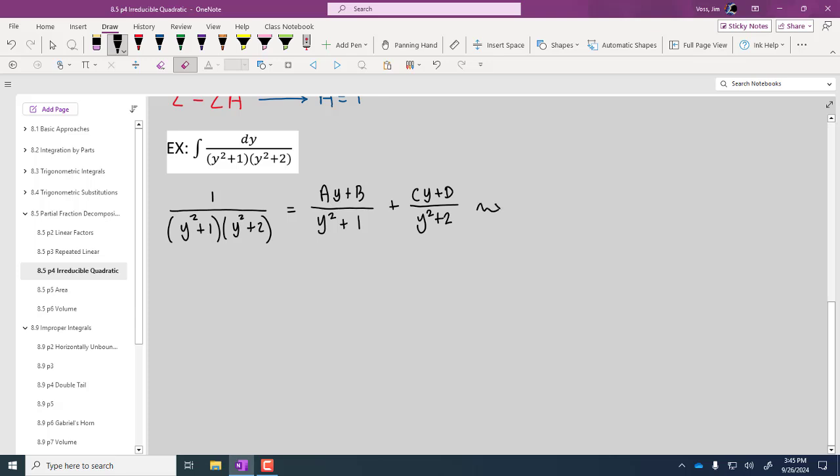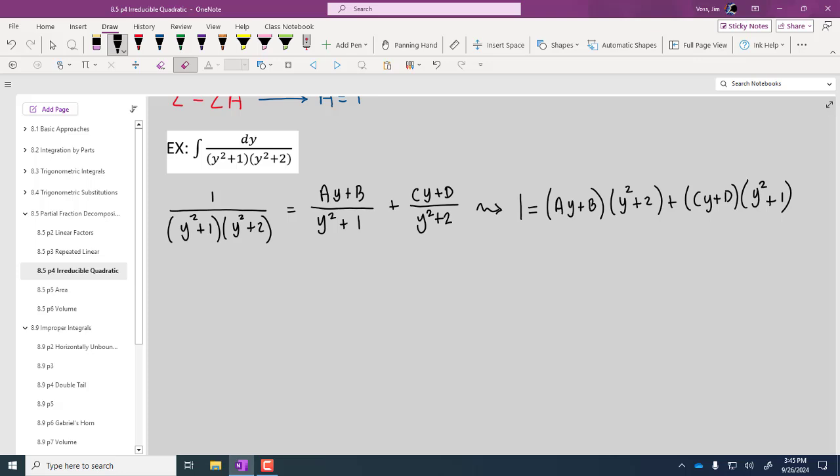We're going to multiply by the left side's denominator, creating all sorts of madness. Ay plus b times y squared plus 2, plus cy plus d times y squared plus 1. So that is the PFD equation. PFD equation, multiply both sides by the left denominator.